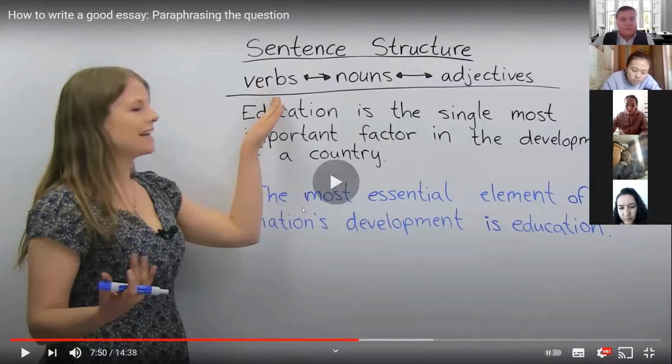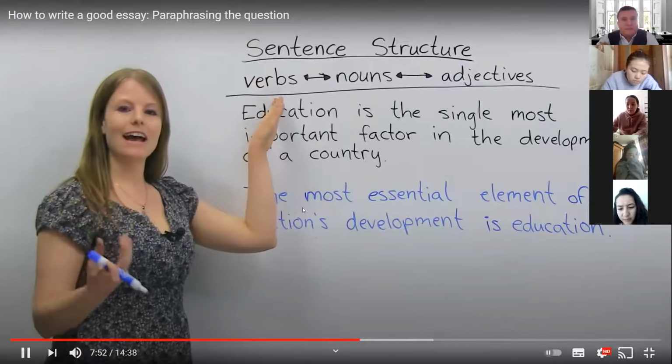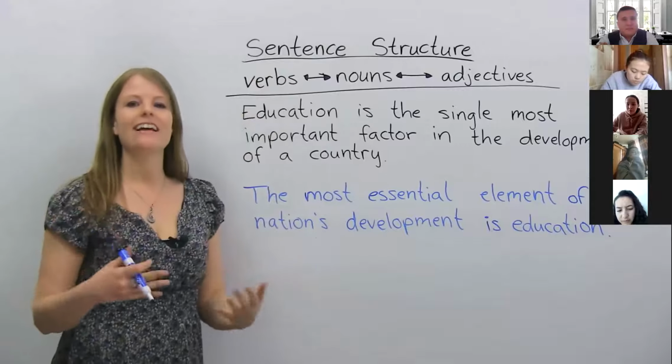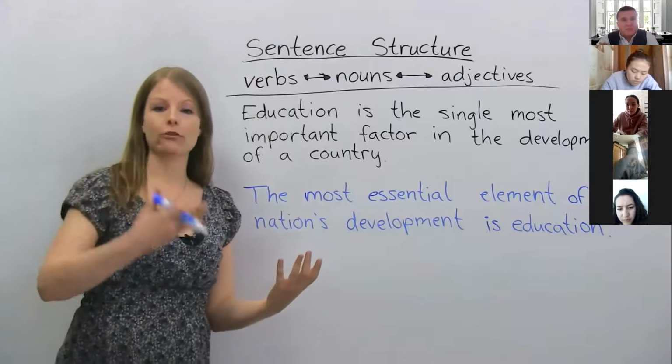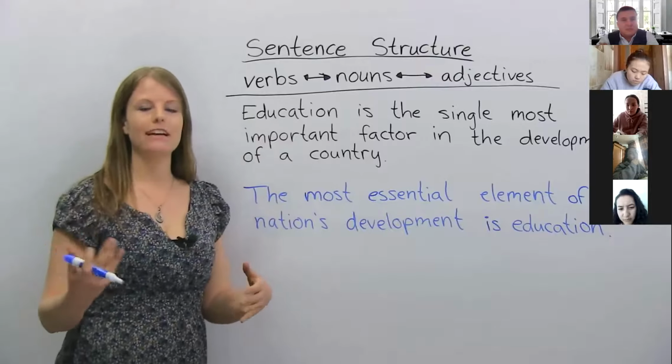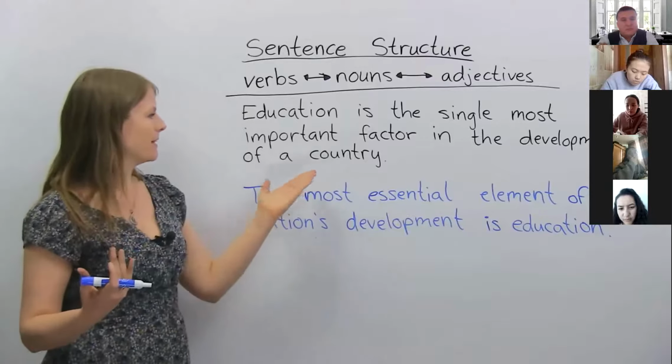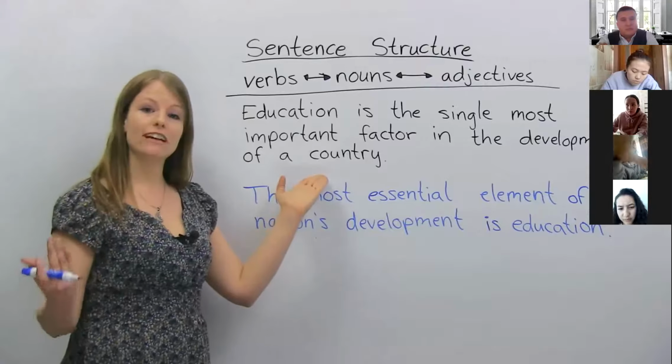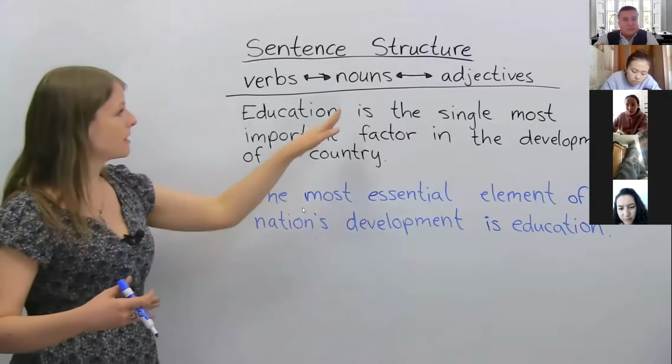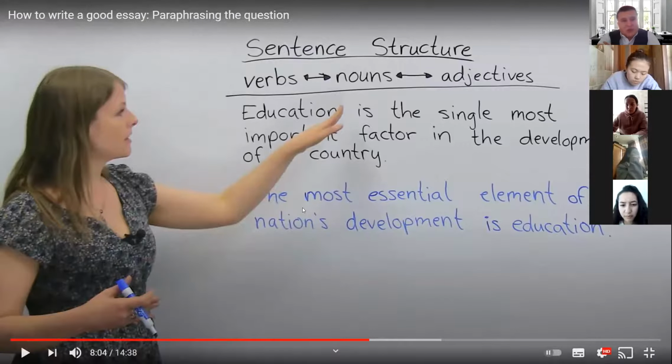You might have a verb, which is an action, and you might change that into its noun form. So for example, if your verb is developing, you might change that into development. Now, dear students, I think it's clear to you how to change the structure of the sentence. So now I'm going to give you an example.